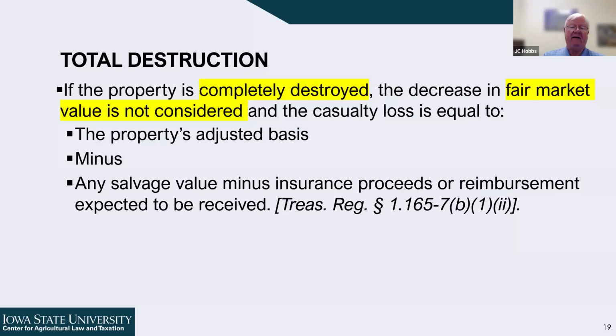Now, that insurance doesn't have to be received before we do the calculations. So when the tax return is filed in 2024, if we haven't received the insurance reimbursement, we have to put down what we expect to receive. And then when we receive it, we may have to make an adjustment on the return.